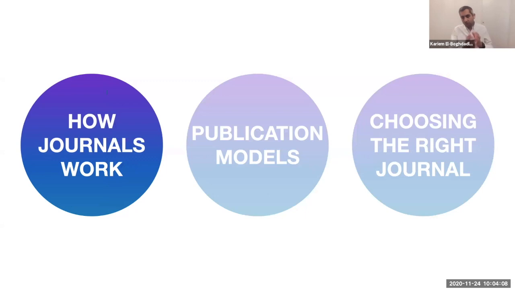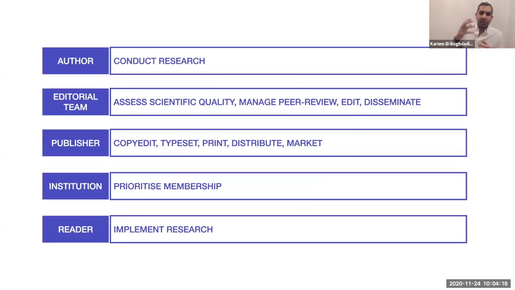So how journals work. Let's start with this, because this is actually quite important. It helps you understand the principles of academic publishing. So there's a few key stakeholders here. There's the author, which is usually most of you guys, who are the people that do all the hard work, who conduct the research. And then there's the editorial team. And the editorial team, I say the team because it is a team, which includes the editor-in-chief. It includes all of the editors.